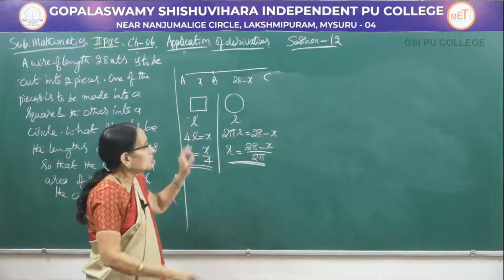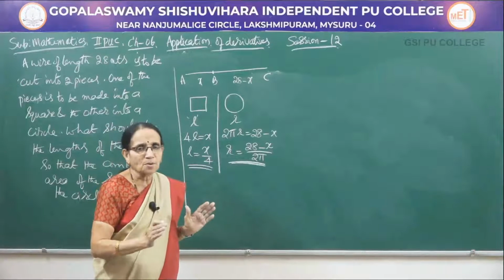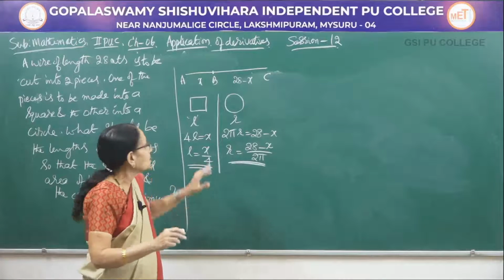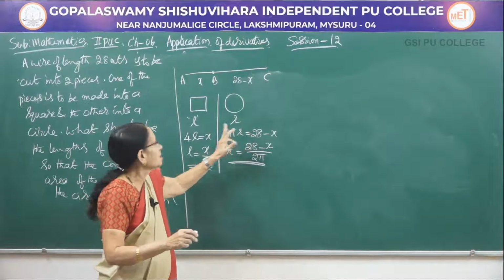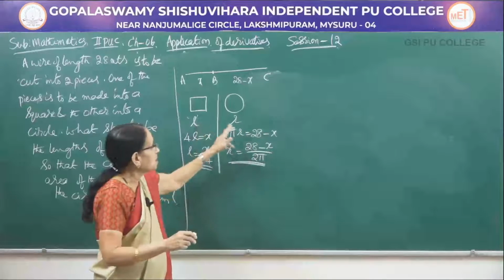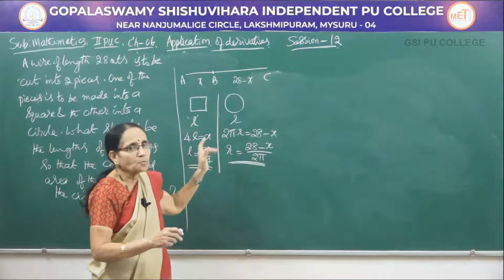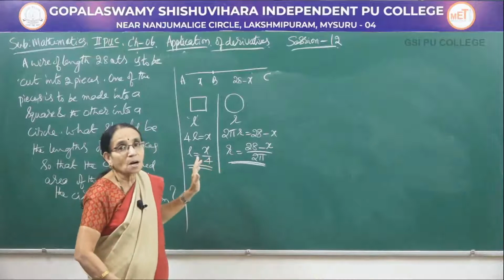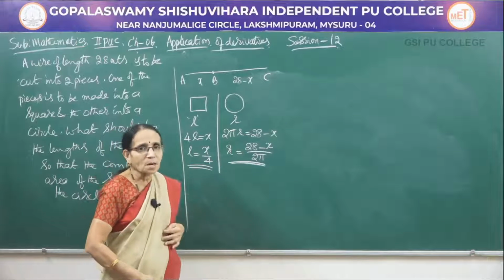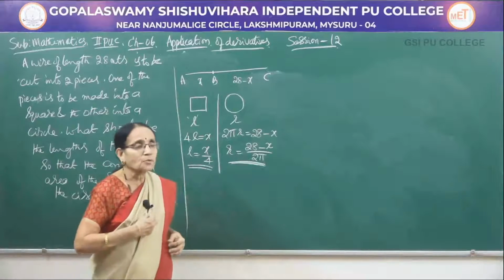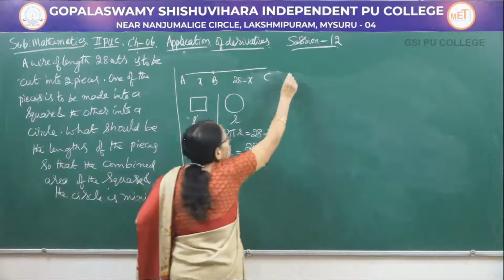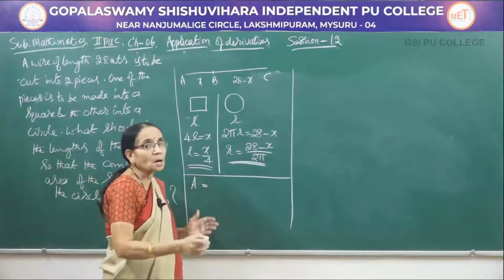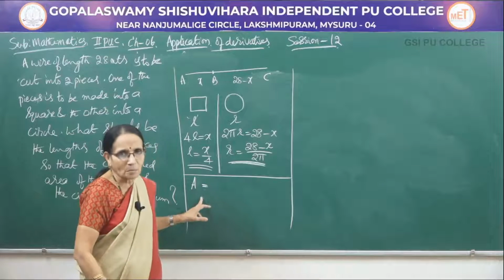Look here. See, the same wire which was cut into two pieces has been converted into two different geometrical figures here. One is a square, the other is a circle. I have taken L as the side and R as the radius here. I have expressed both L and R in terms of x, so that when you consider the combined area, x is the variable with respect to which I can differentiate the function. Now, let us consider A. Let A be the combined area.